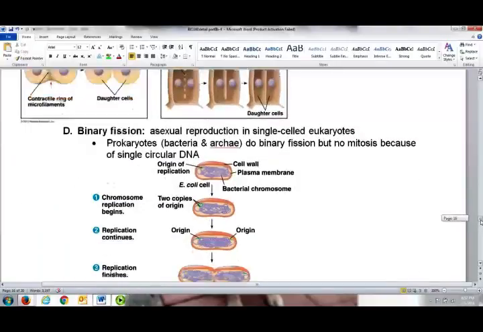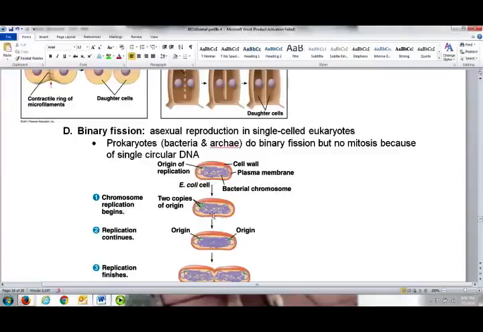So in prokaryotes, you're going to do binary fission as a form of asexual reproduction. These are single-celled organisms. You cannot do mitosis because they do not have nuclei. So your bacteria and archaea will be in this category. And they do have a single circular DNA. So what will happen is you will copy that circular DNA, you make a copy of the chromosome, and you end up with two copies.